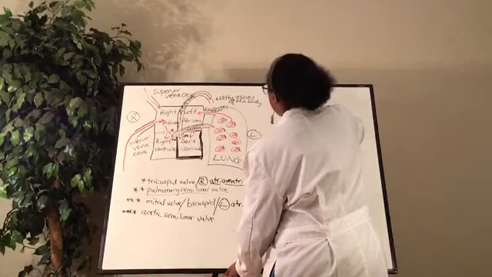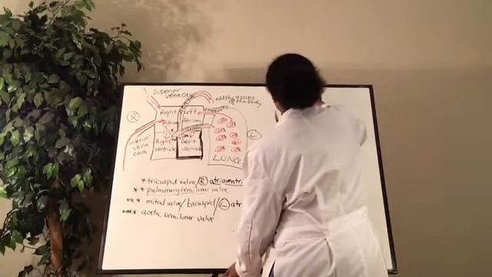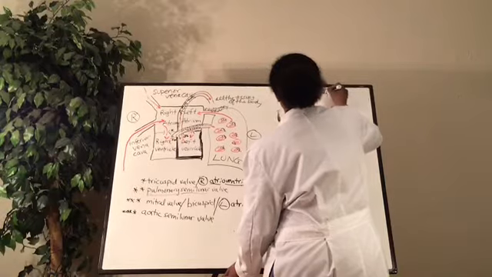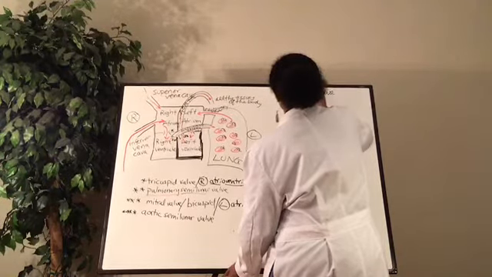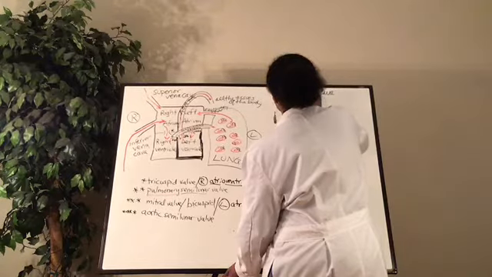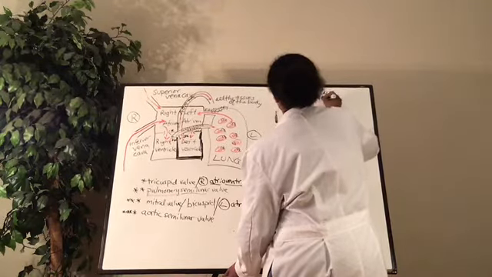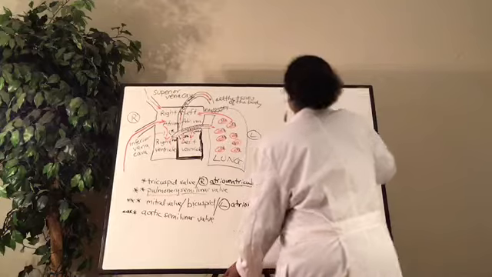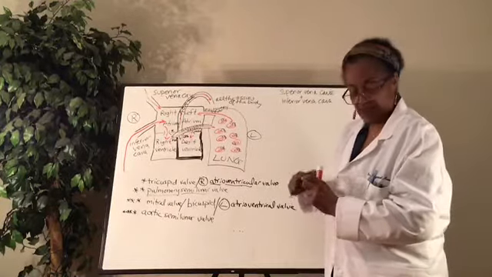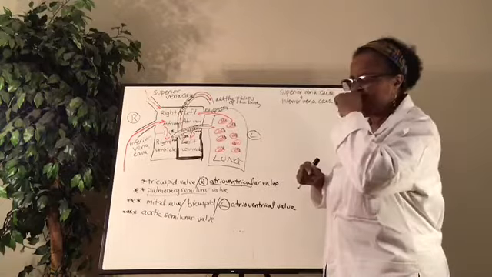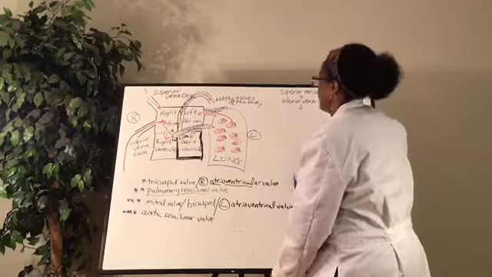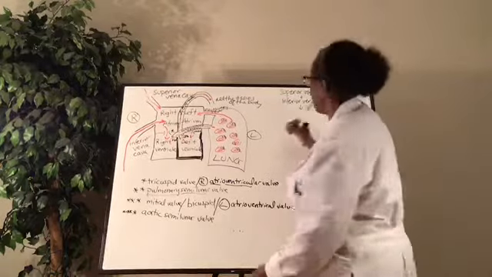So superior vena cava and inferior. So let's start with the superior vena cava and inferior vena cava, and let's make this blood flow. So you tell me what's next. Good. Right atrium.